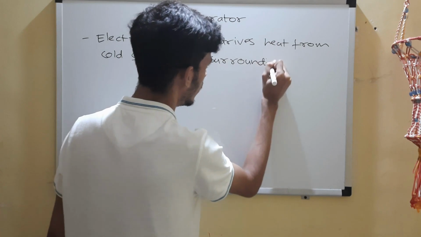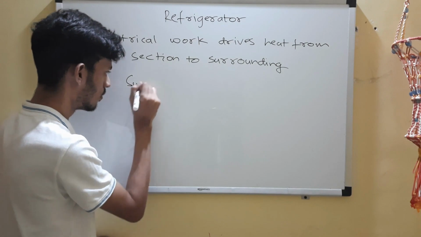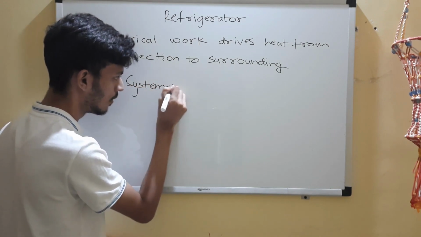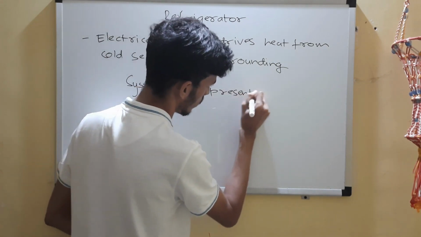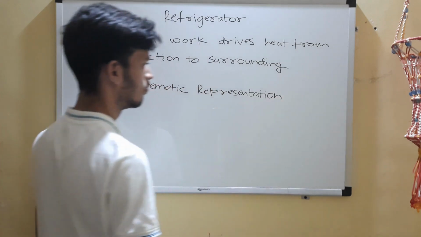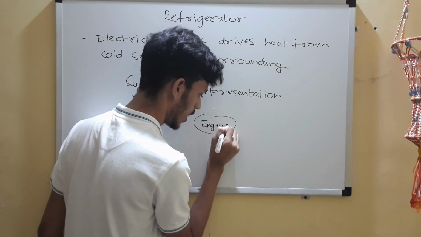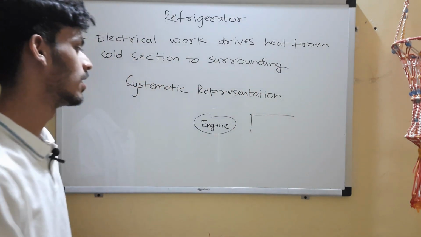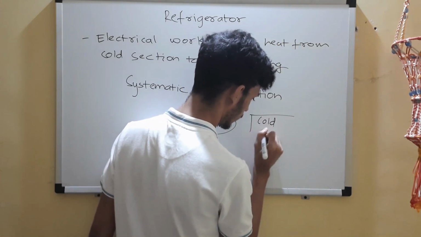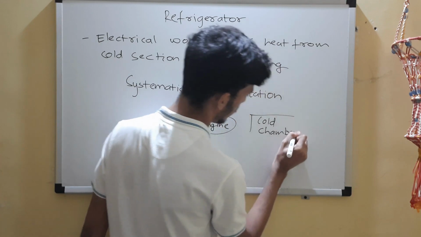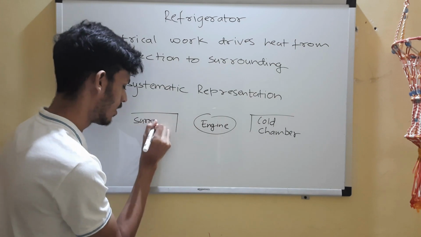Now let us have a systematic representation of what we talk about. Here we have that engine, or a refrigerator. We are using some engineering terms over here. This is our cold chamber and this is our surrounding. Actually, source and sink, but let's not use that.